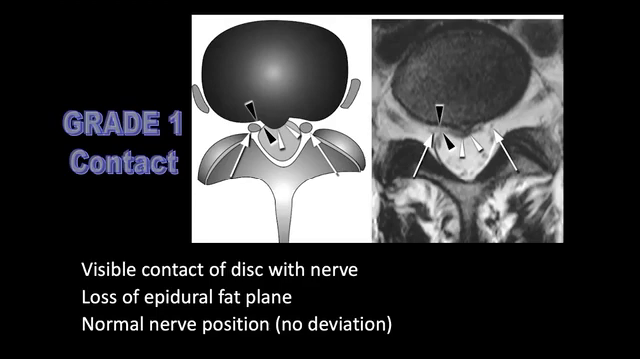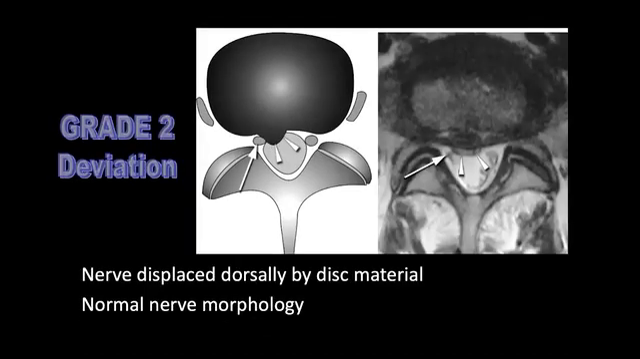So it may do nothing. May be remote from any nerves, not causing any mass effect. It may contact the nerve. So here we see it's touching the nerve, loss of the epidural fat plane, but there's no deviation or distortion of the neural elements. Here, in this grading system, it's known as deviation. Many of us use the word impingement for this. So now the nerve is being displaced by the disc material, but maintains a relatively normal nerve morphology. So something that's being deviated, it's appropriate, I think, to use the word impingement here. And so the nerve is being impinged.